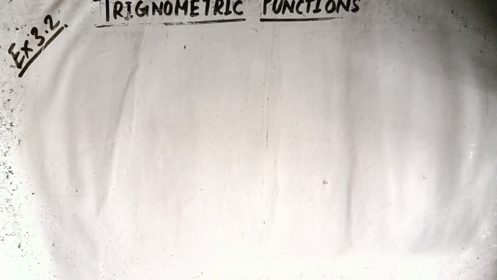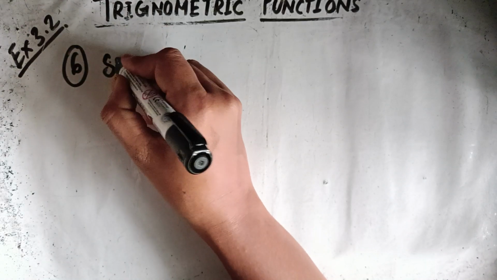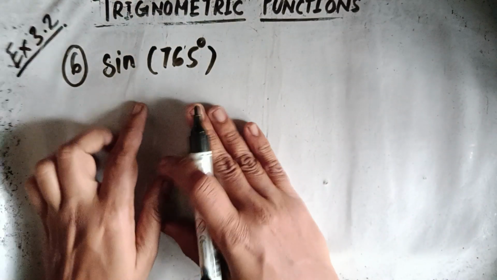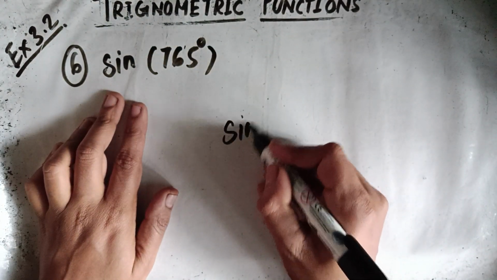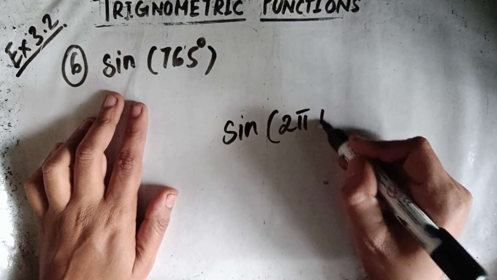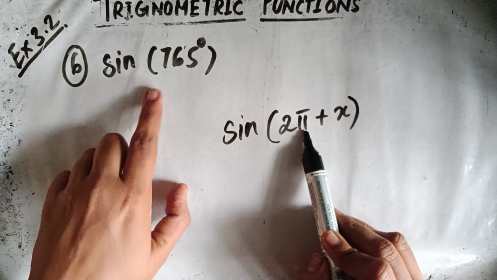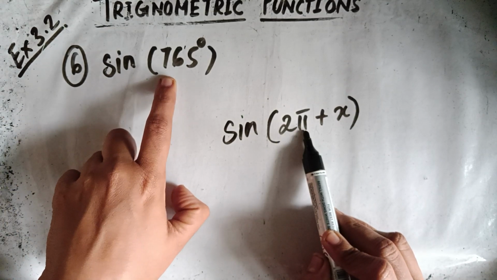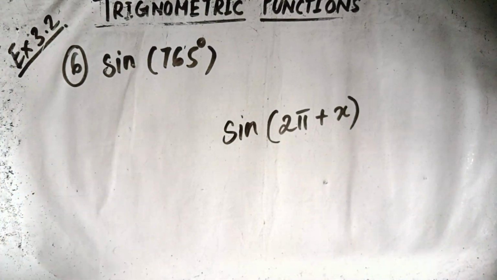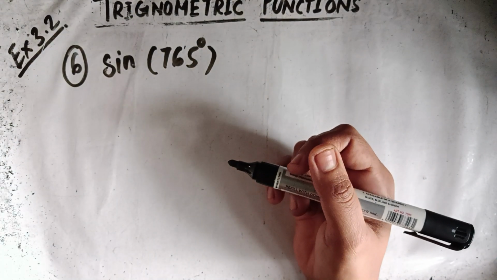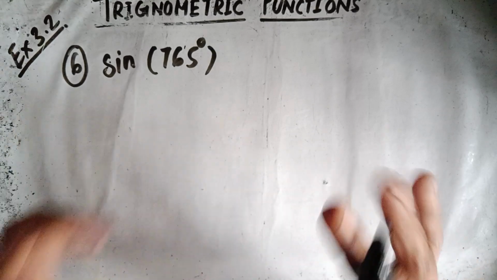Next question is you have to find the values of the trigonometric functions in exercises 6 to 10. Okay. Sixth question, sine 765 degree. Now you have to write this in terms of something like sine of 2 pi plus x. So 2 pi must be something closer to this value.